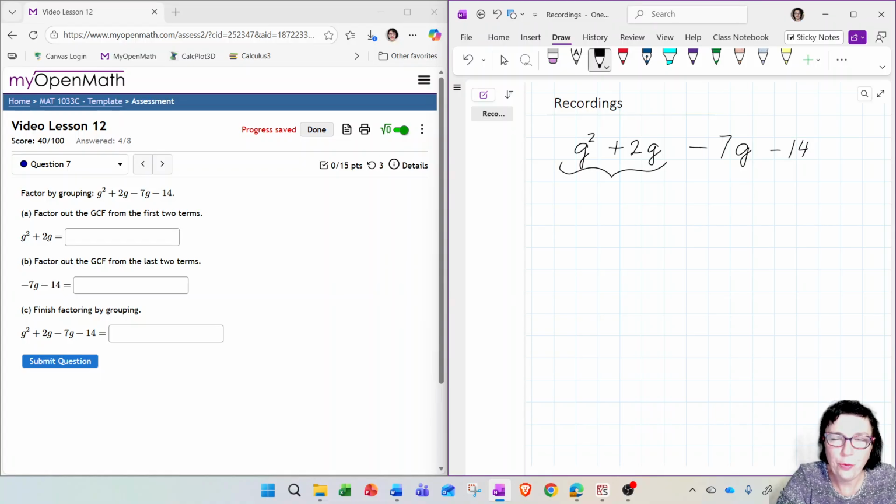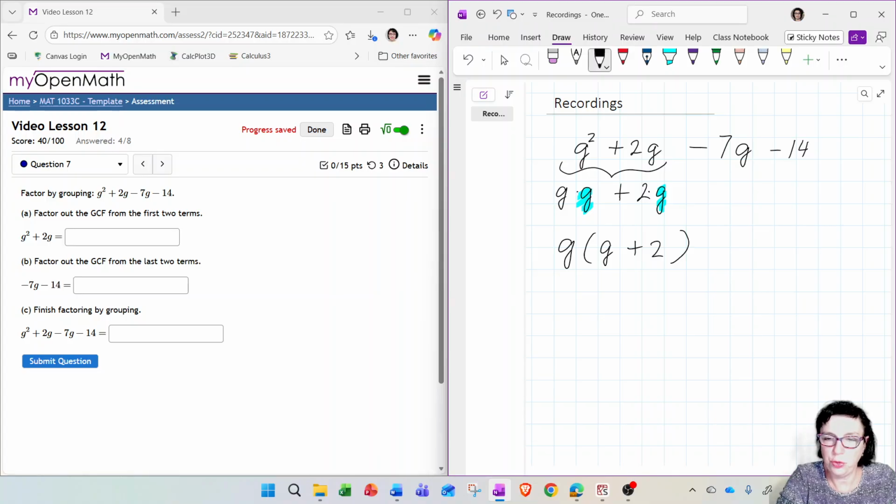Now, it will be helpful to think of g squared as, remember, this is just g times g, and 2g is like 2 times g. If you compare these two terms, what do they share? Well, obviously they share a g, and you can pull it out. And then what's left is what remains. So that's just going to be g plus 2.